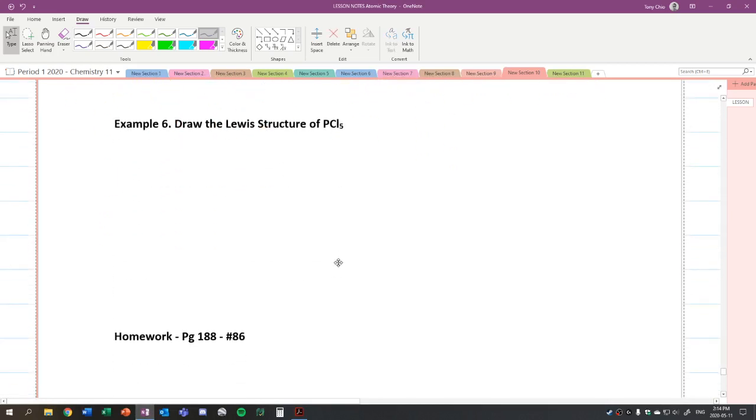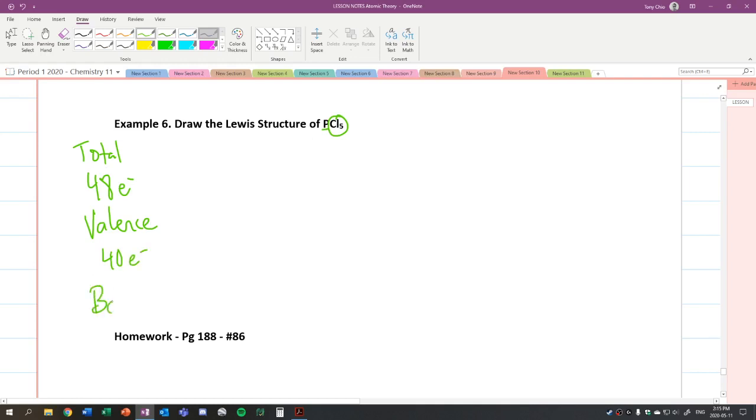So if we look at PCl5, if we do the math, we will see that our total here should be 48 electrons, because there are 6 elements total, times 8, 48. Valence. Phosphorus should be 5. Each chlorine is 7. We should expect 7 times 5, which is 35 electrons from the chlorine, plus 5 from phosphorus, 40 electrons. So bonds, we should expect 8 electrons or 4 bonds.